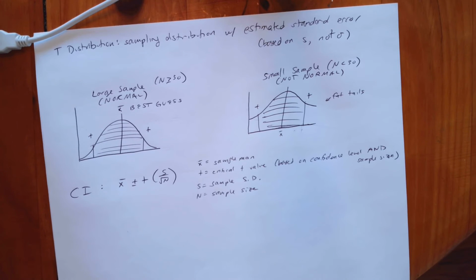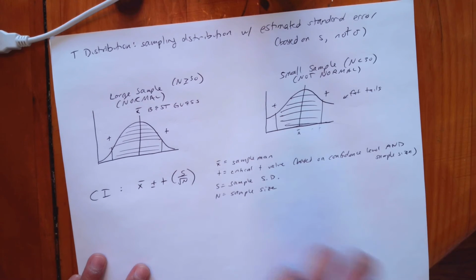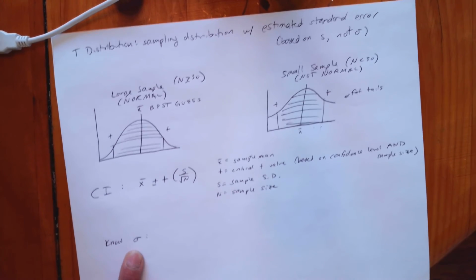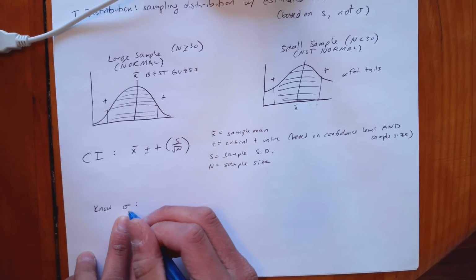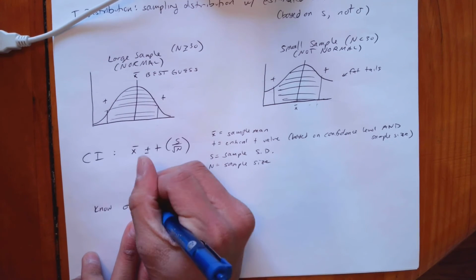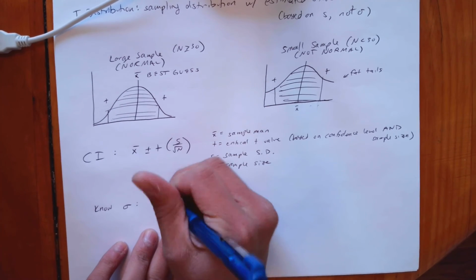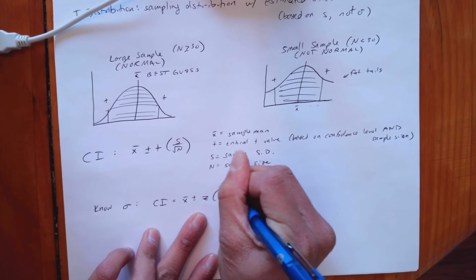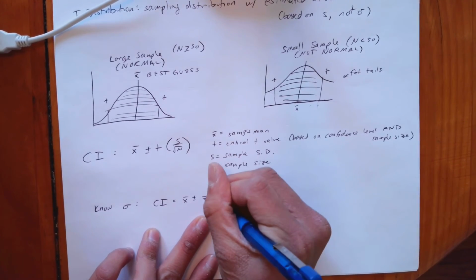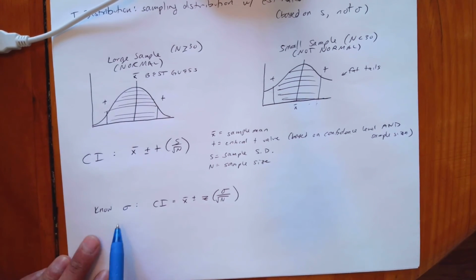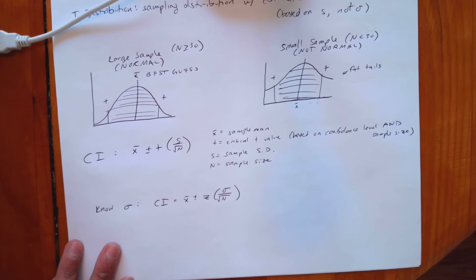So just a brief recap here. If you know the population standard deviation, your confidence interval formula is going to look like this. X bar plus or minus z times your population standard deviation over the square root of n. So that's if, for whatever reason, you happen to know the population standard deviation.